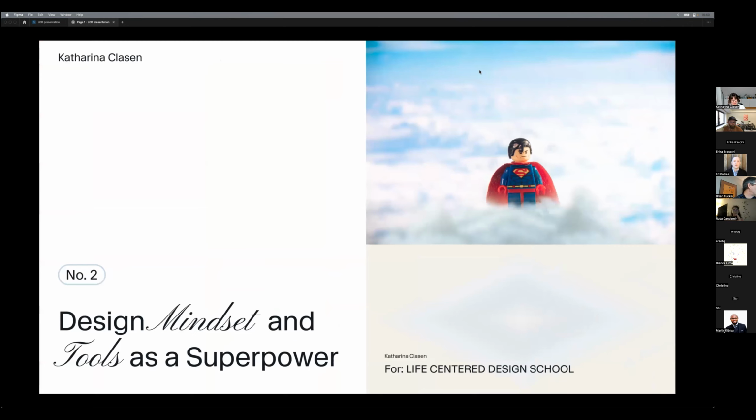The next step, or the next point I want to touch on, is the design mindset and design tools, which I think are true superpowers when it comes to the transition to life-centered design.